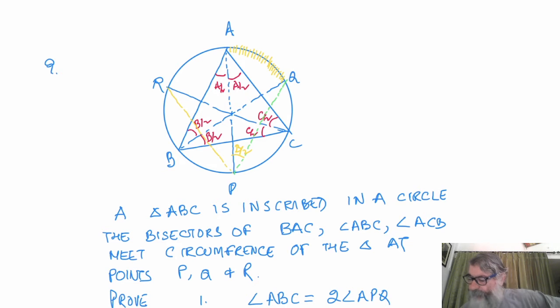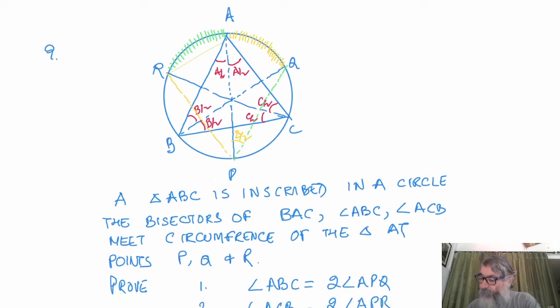Now I would say that the arc AR subtends angle APR at the circumference, also angle ACR at the circumference. APR and ACR are equal.